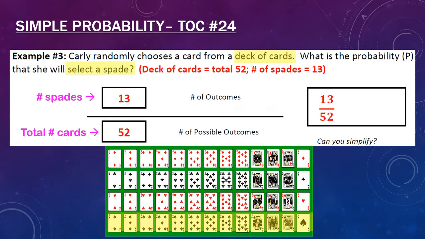I know 13 is a prime number, so the only thing I can possibly do to simplify it is divide both by 13, which will work out. And you actually get a simplified fraction of 1/4, meaning I have a 25% chance of drawing a spade out of a deck of cards.